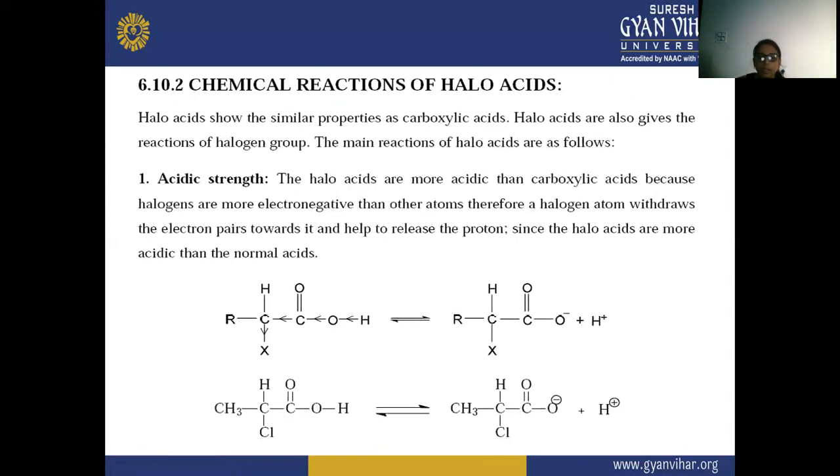Next is the chemical reaction of halo acids. Here the halo acids show similar properties as carboxylic acids. The properties that are shown by the carboxylic acid are also shown by the halo acids. So halo acids also give the reactions of the halogen group. The main reactions of halo acids are as follows.